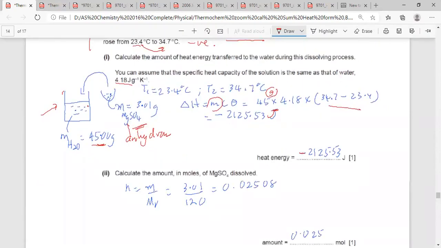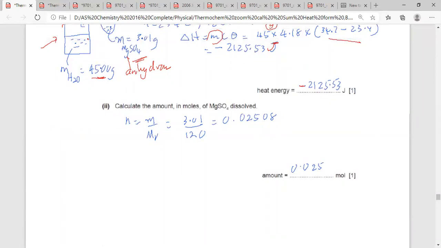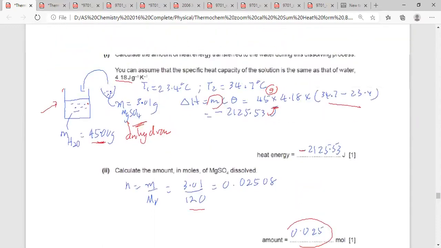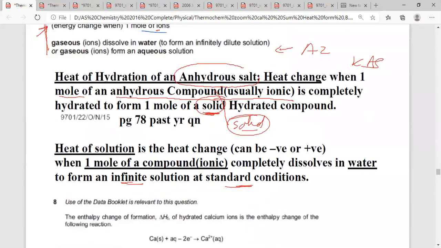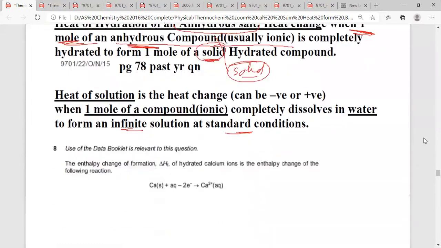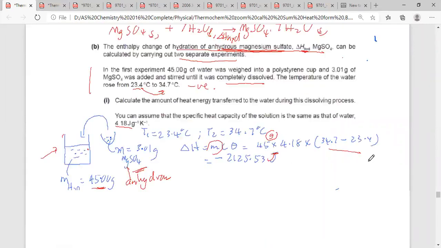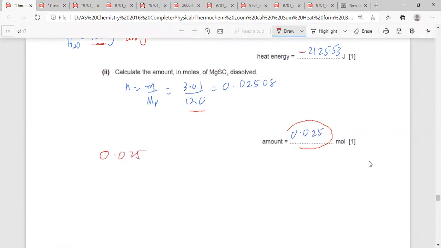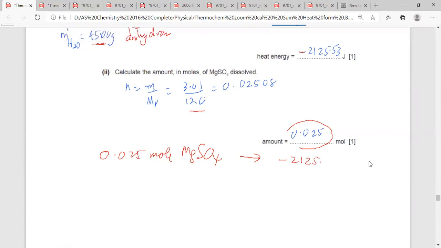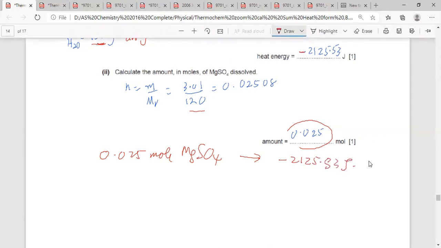So this is the first part here. They ask you to find the number of moles, which is mass over Mr 120. This number of moles matters because the hydration is for 1 mole. The definition is here: when 1 mole of the anhydrous salt. So here is 0.025 moles of anhydrous magnesium sulfate, giving out minus 2125.53 joules.